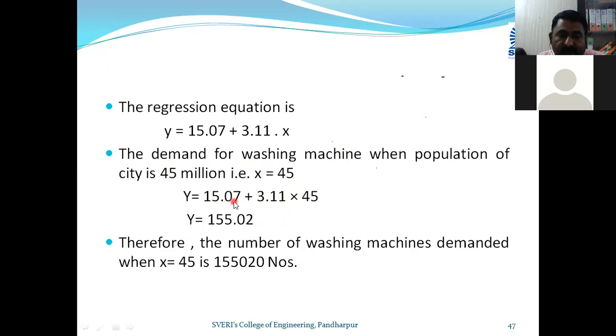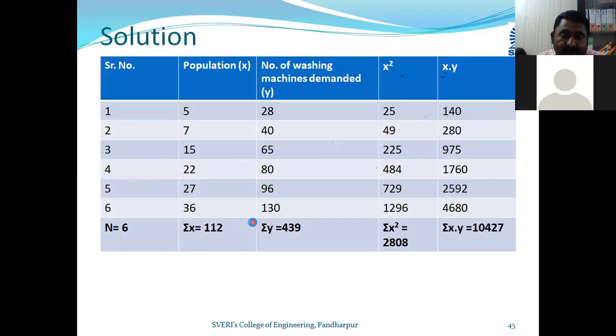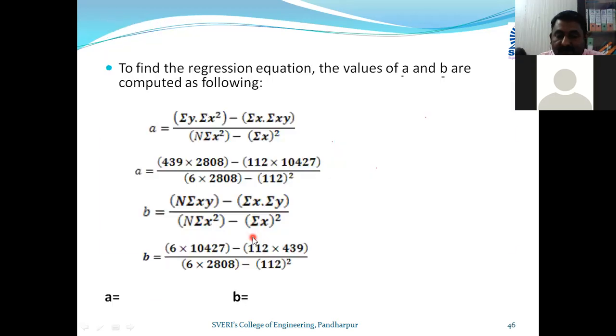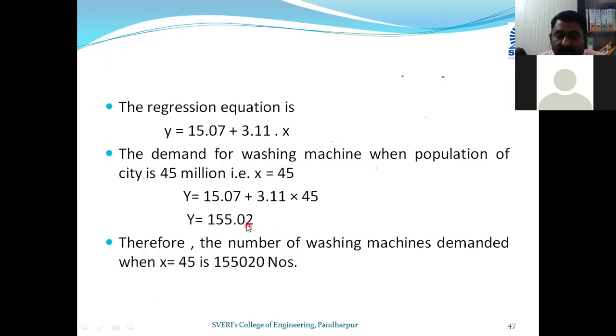So y is equal to 15.07 plus 3.11 into 45. You will get the answer 155.02. We have to be very attentive here: the demand is given in thousands, 28,000, 40,000. Whatever answer you get, you may lose 1 mark if you give the answer 155.02. So into 1000. Your answer should be the number of washing machines demanded when x, that is the population of the city, is 45 million, which is 155020.